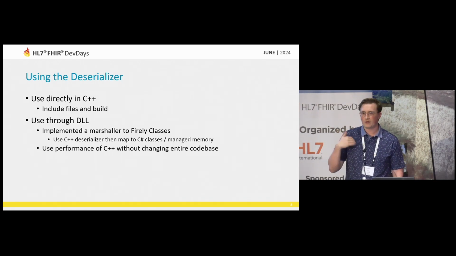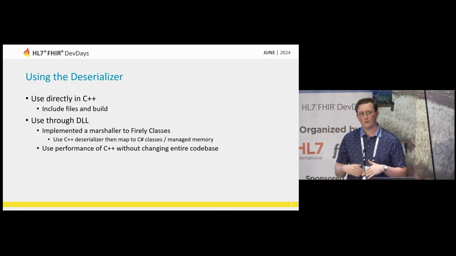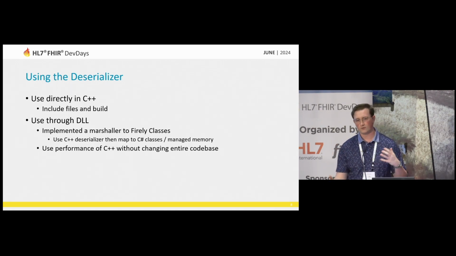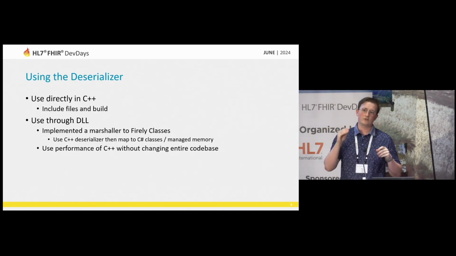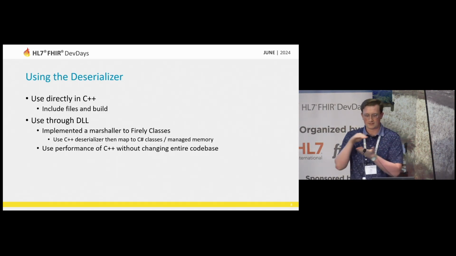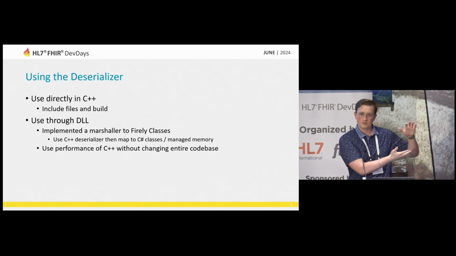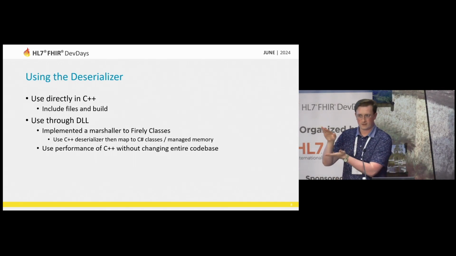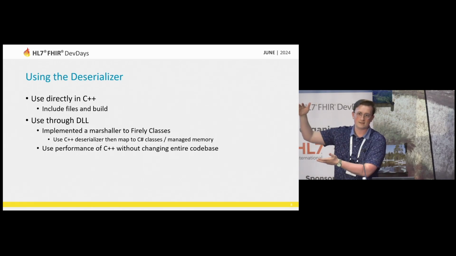So when I'm doing my own tooling with my own SDK, I just include the file, run the deserializer, and we're good. However, at NCQA, we didn't really want to convert a lot of our code bases to C++, because now you need to learn a whole new set of knowledge. So what I did is I implemented a marshaler, which you deserialize with C++, and then you basically map it to FHIR classes. So we can use the speed of C++, map it to FHIR, and then use our existing software on the FHIR classes.